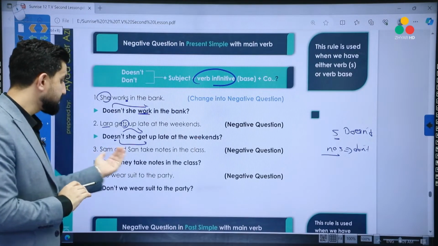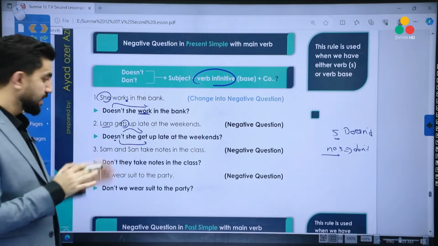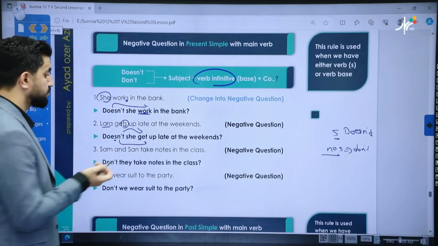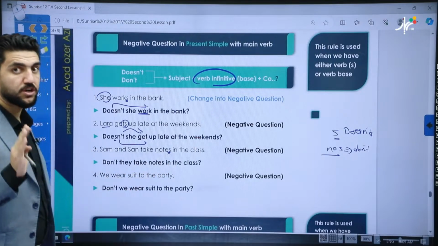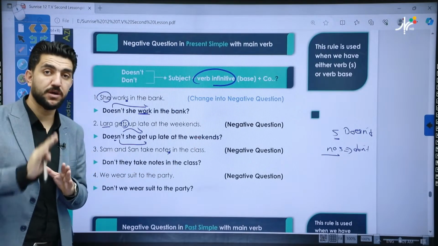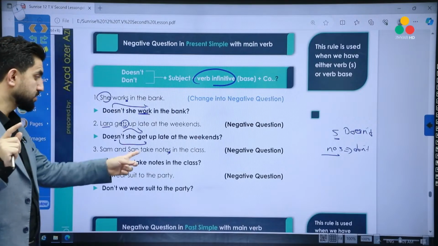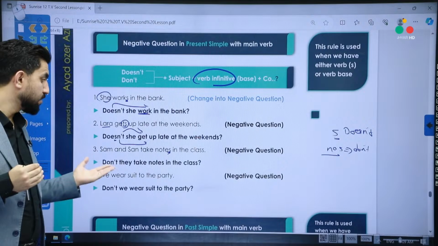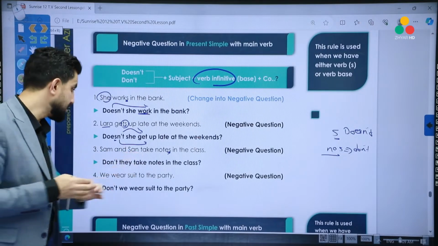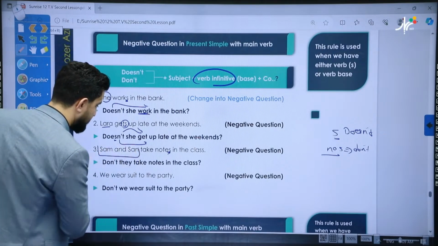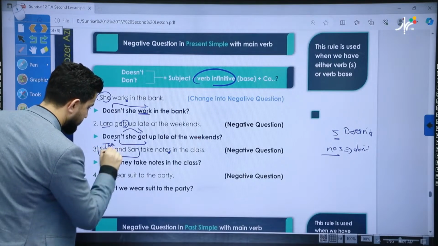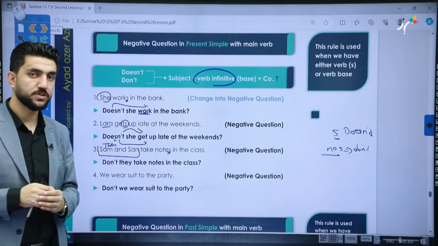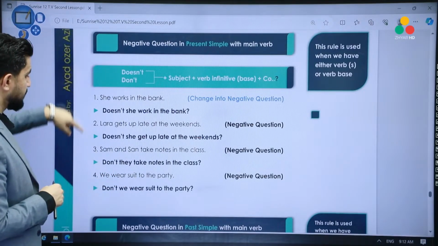All right. Sam and San take notes in the class. Sam and San, both of them, take notes in the class. Look here. We said when we have s, but this s is on the noun. We're not talking about the noun; we're talking about the third person singular s. Well done. That's why it would have had to be takes. If it was takes, then we would say doesn't. But here we have Sam and San, so we have they. What do we say? We say don't. Don't they take notes in the class?